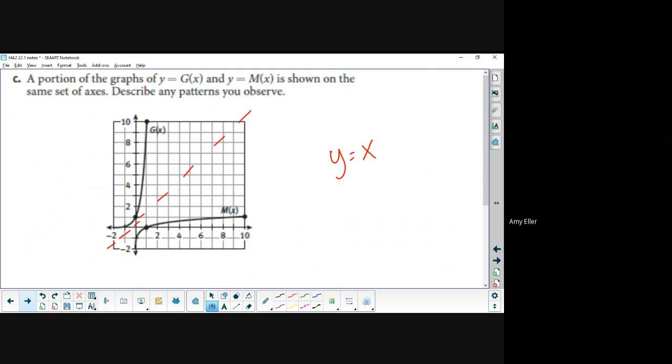Every x and every y flips. So if this is the point over 1, 0, then on this graph there exists a point over 0, 1. Every single point flipped will be on the other graph. These are inverse functions, which is why, as Julian was saying, if we do composition, one into the other, it will sort of cancel out and we get x.